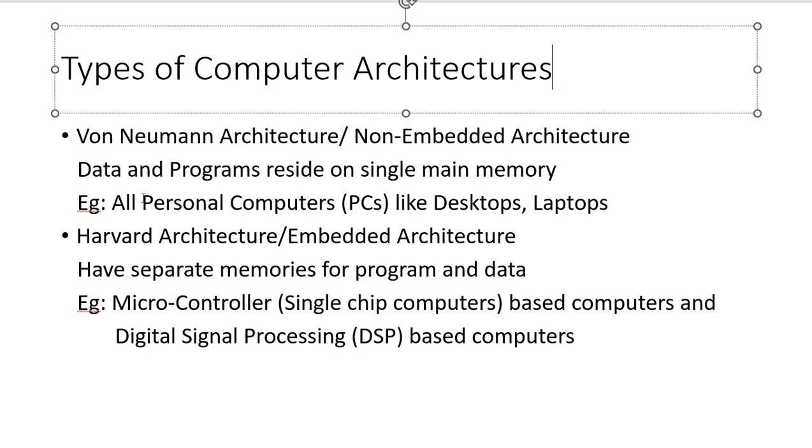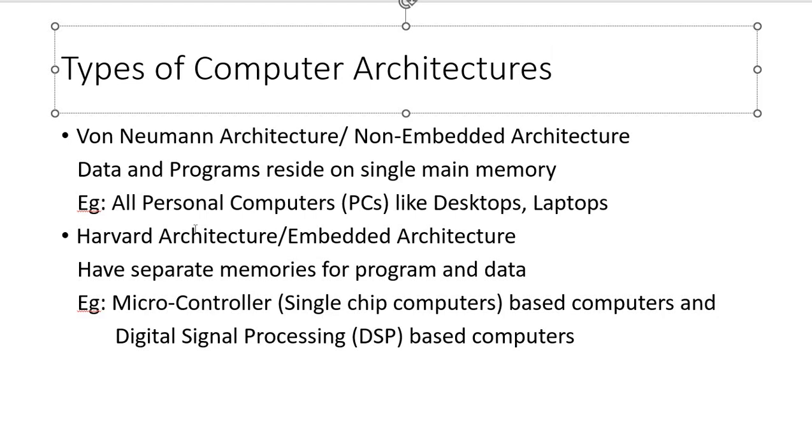And right now all the computers, that is the personal computers, in short called PCs, that is desktops and laptops, all obey this von Neumann architecture. Our RAM has both data and programs, so our central processing unit will fetch the program instruction by instruction and keep on executing. And the data for these programs is also in the same memory. So that is our von Neumann architecture, which is also called non-embedded architecture.